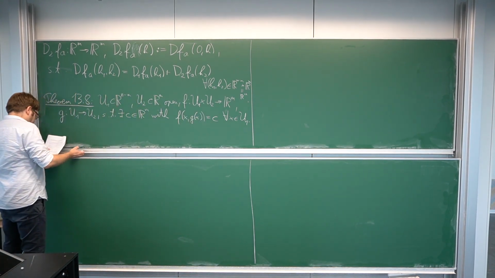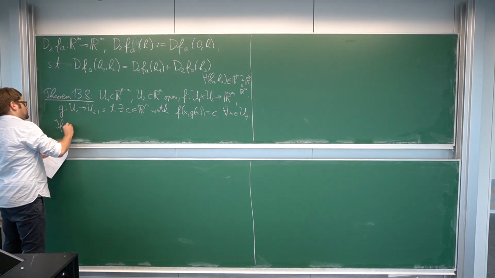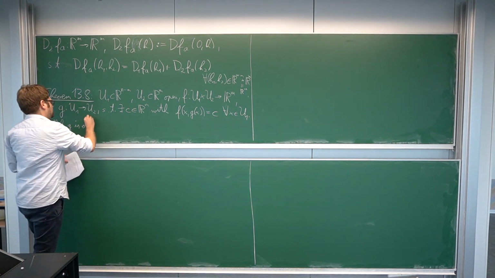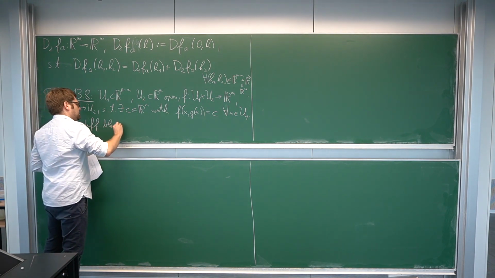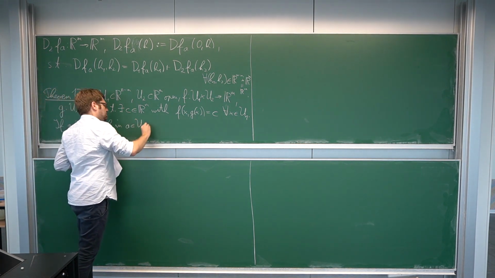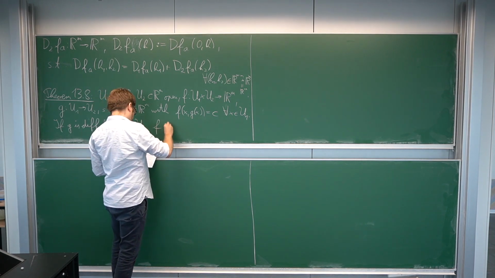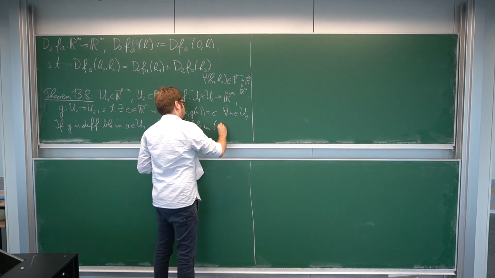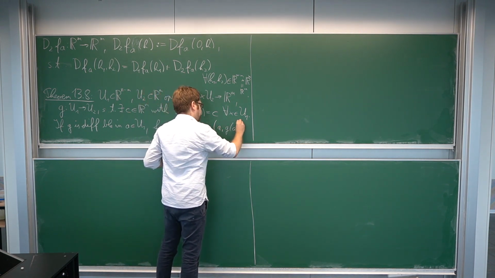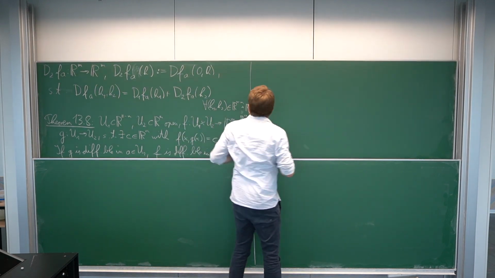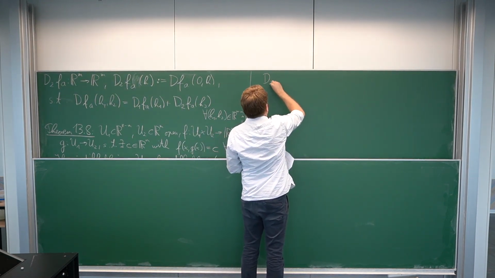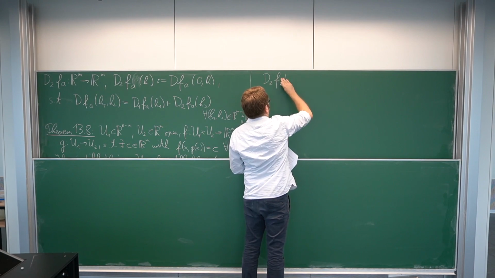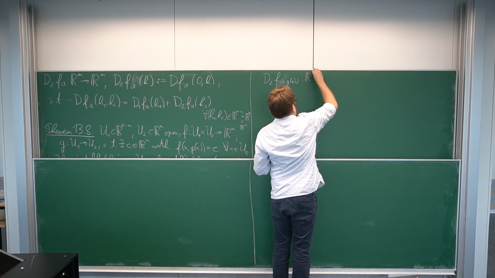Now, if we have differentiability here, so if g is differentiable in some point a in U1, and f is differentiable in the point (a, g(a)), and another condition: this part of the differential, d2 f at (a, g(a)), which is a linear map from R^m to R^m.